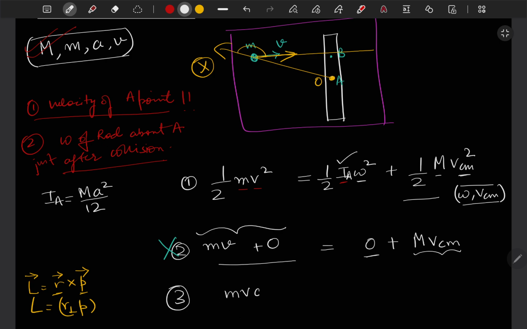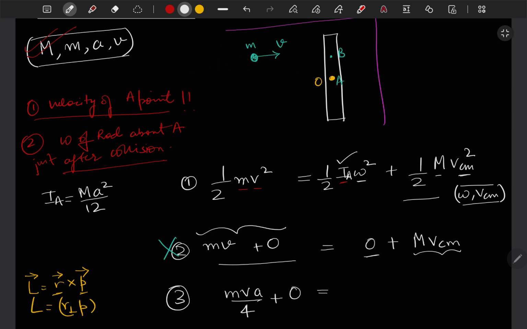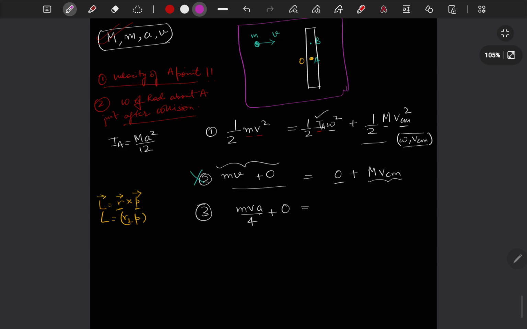So this is the angular momentum before collision for this particle. The angular momentum for the second body is 0. What will be the angular momentum of the second body after collision? The angular momentum of the body, this uniform rod, after collision.